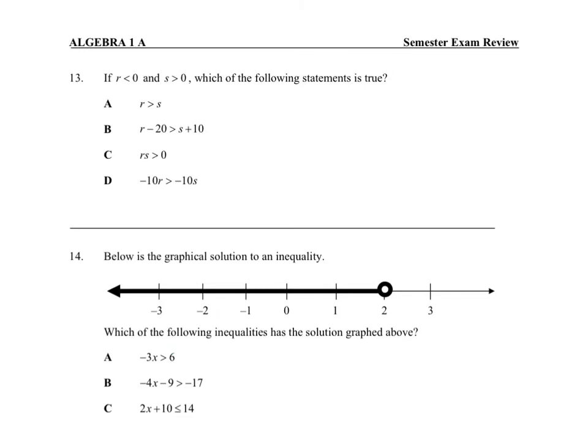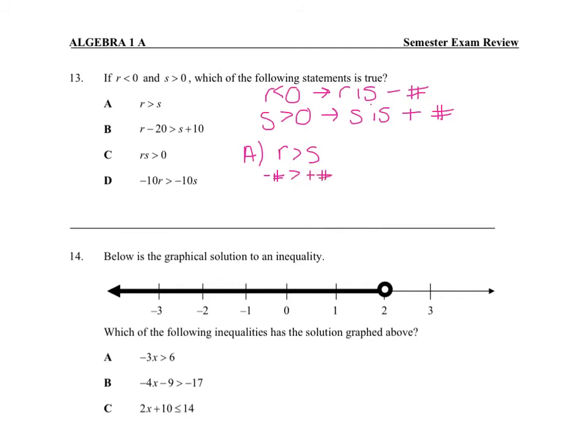Question number 13 says if r is less than 0 and s is greater than 0, which of the following statements are true? What this really tells us is that if r is less than 0, then r is a negative number. And if s is greater than 0, then s is a positive number. All right, so looking at A, we have r is greater than s, basically meaning a negative number is greater than a positive number. That can't be true, that's false. So we know it's not A.